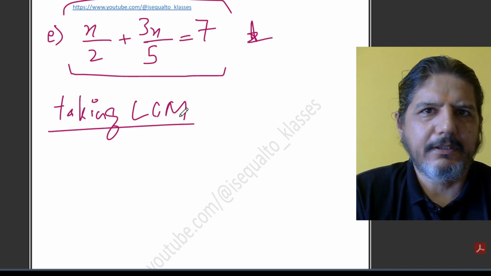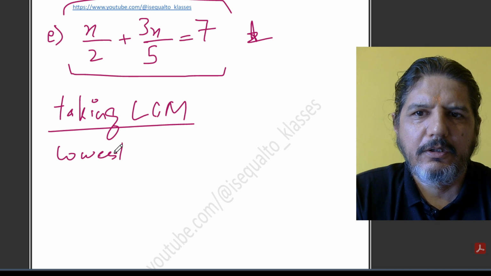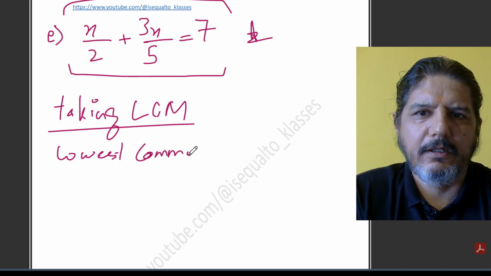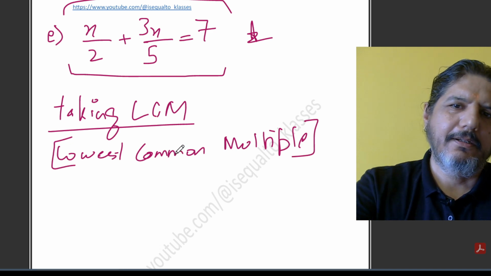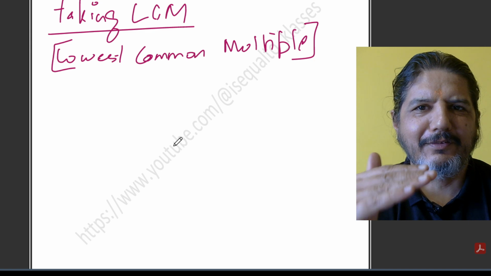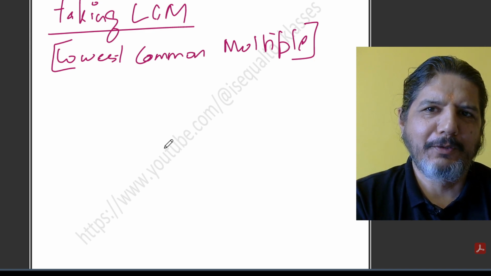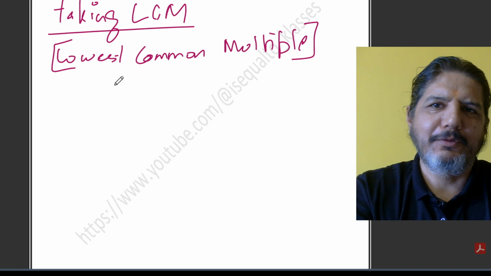Here I'll give you another introduction to LCM. So LCM is the lowest common multiple. Lowest common multiple. This seems to be tricky, but it is a very simple topic. So what it is trying to say is, I'll take a very simple example to explain this.